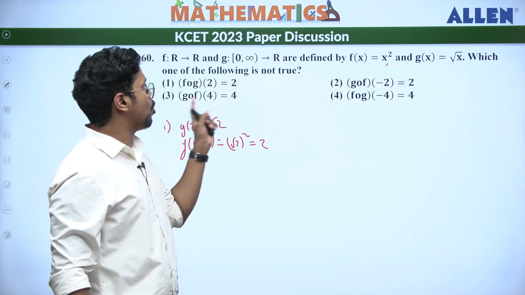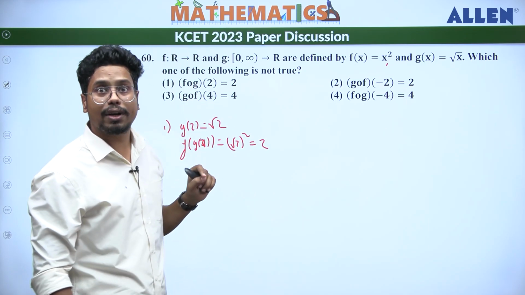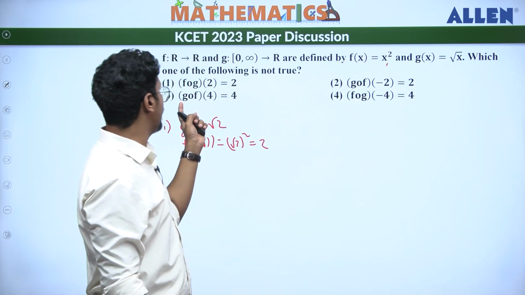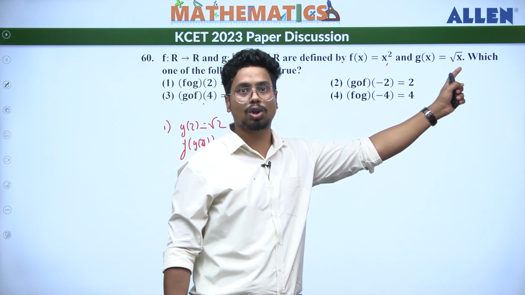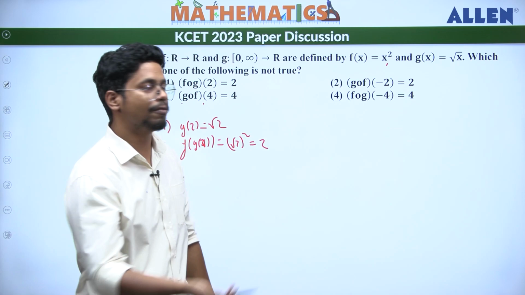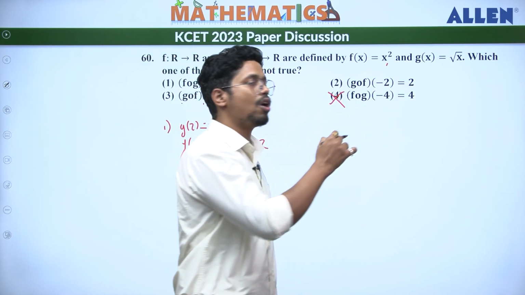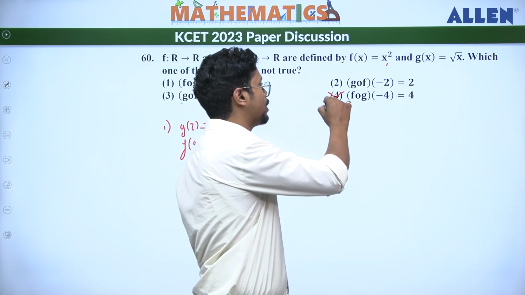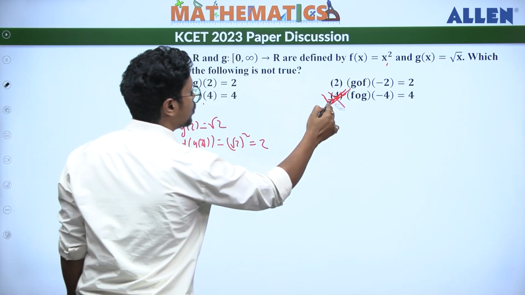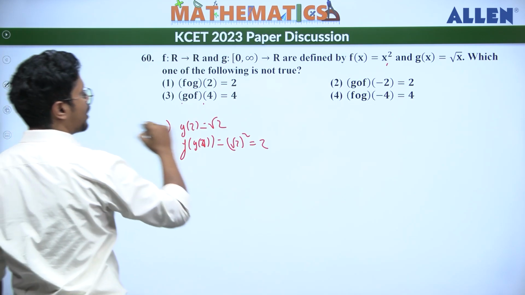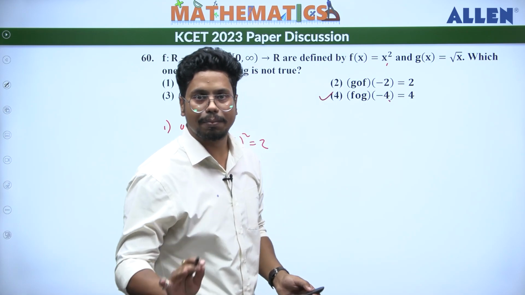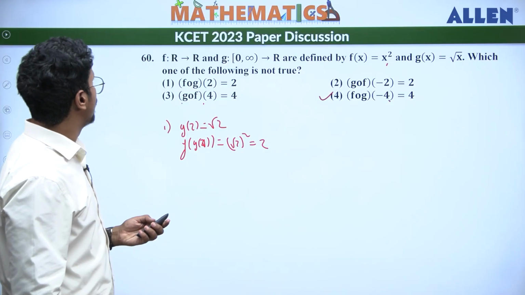Next, g of f of 4. First of all, we have to calculate f of 4. F of 4 means 4 square, which is 16. So g of 16, where g of x is root over x, is root over 16, which is equal to how much? 4. So only one option is left, which is option number 4. This has to be the wrong one, and as per the question, this has to be the option that you have to mark. You can check also: when you calculate g of minus 4, root over minus 4 is an imaginary number. Okay, all of you.